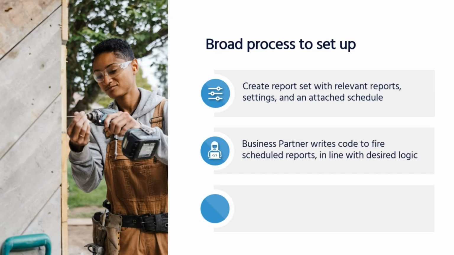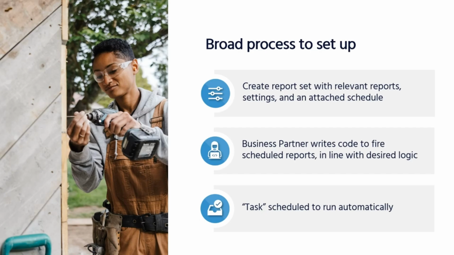The next thing is we're going to want to have some code written. This will almost usually be your business partner. They're going to write some code to fire off those scheduled reports in line with your desired logic. You might have a very, very simple logic, which just says every time the report's ready to go, fire it. Or you might have a more complicated piece of logic where you want some more very specific things to occur. And then finally, we're going to schedule the task.